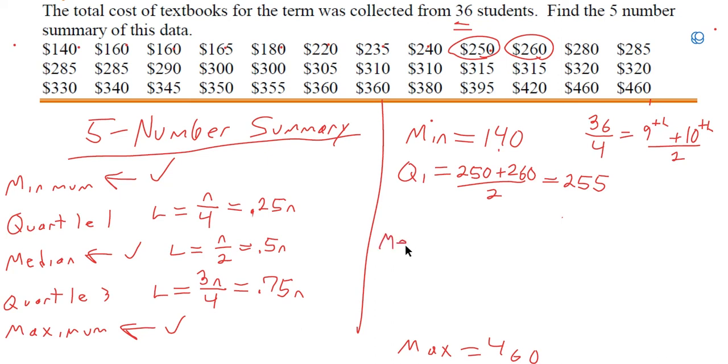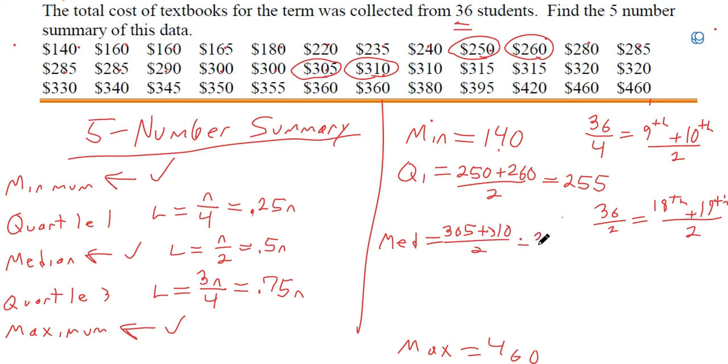For Q2, or the median, I would do the same process. Here I would do 36 divided by 2. That gives me 18. So I want the 18th and the 19th number and average those. So that was the 10th. So 11th, 12, 13, 14, 15, 16, 17, 18, and 19. So 18 and 19. So that will be 305 plus 310 divided by 2 gives me a decimal of 307.5.